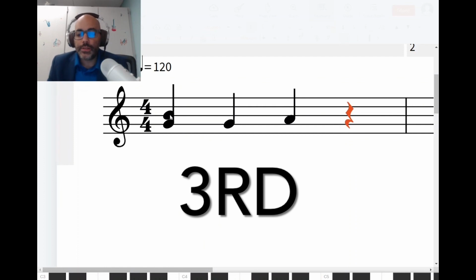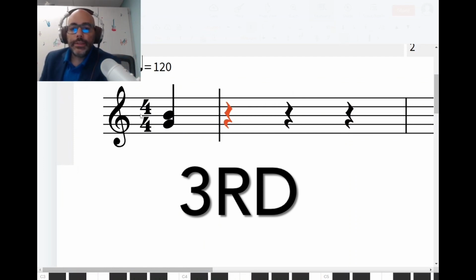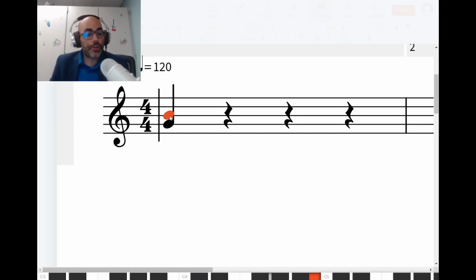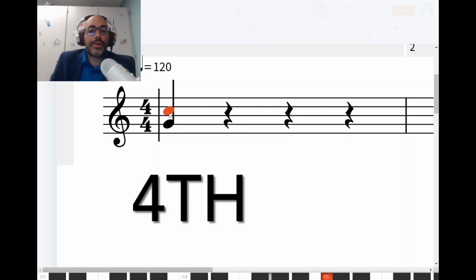If we wanted to do a fourth, we could pull this one up to a C. Now a fourth, in this case, is G to C. G, A, B, C, fourth. That's how we get 4, okay? So you'll notice that a fourth is a line to a space, or if we started on a space, it would go to a line.